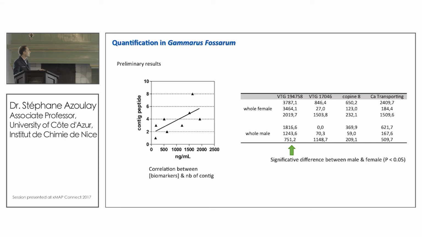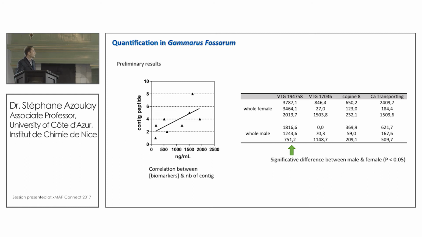We tested the concentration of the peptides for our biomarkers, comparing female and male gammarids. There is only a small number of results, so the analysis is not very significant, but at this stage we can see a significant difference between male and female for one vitellogenin biomarker, which is interesting because vitellogenin is more a marker of females.